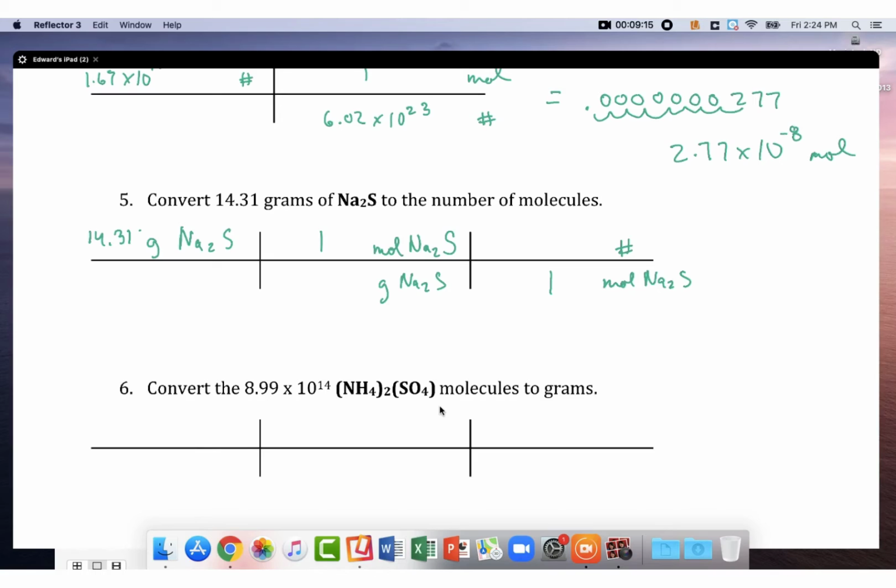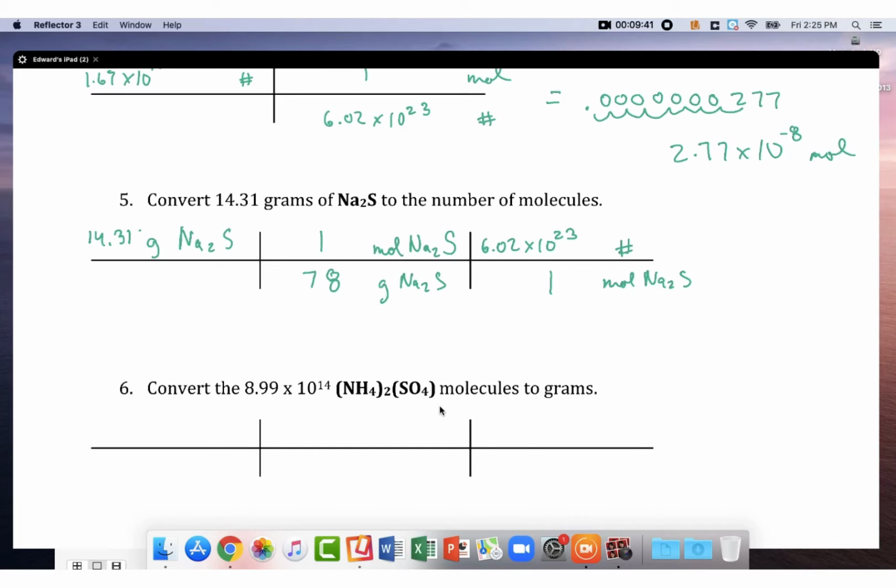Now we have to find the mass of that grams. Na is 23. There's 2 of them. Times 2 plus S is 32. So plus 32 equals 78. So sodium sulfide is 78 grams per 1 mole. The number is Avogadro's number, 6.02 times 10 to the 23rd. We put that up top. And now we have us a little calculator fun.